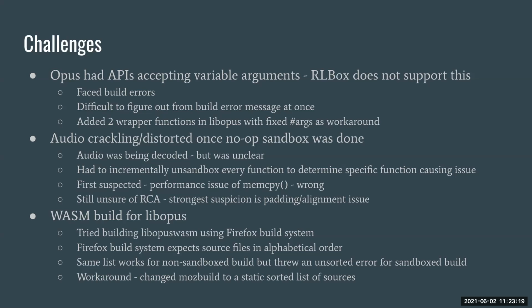The next one is related to the Firefox build system. It expects that all the sources will be available in alphabetical order. When we tried passing the same list being used for the non-WASM build of Opus to the WASM build part, it threw an error that the list is not sorted, but works as expected when we build it with the non-WASM mode. We are yet to debug this issue completely, but in the interest of time, we worked around it by adding a static sorted list of sources in the moz.build.